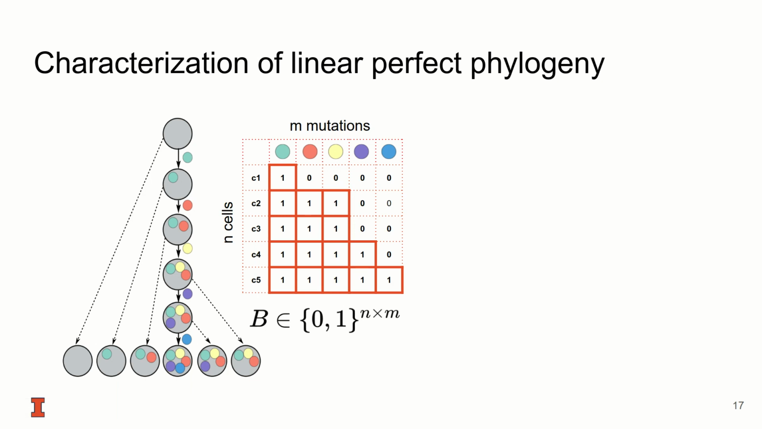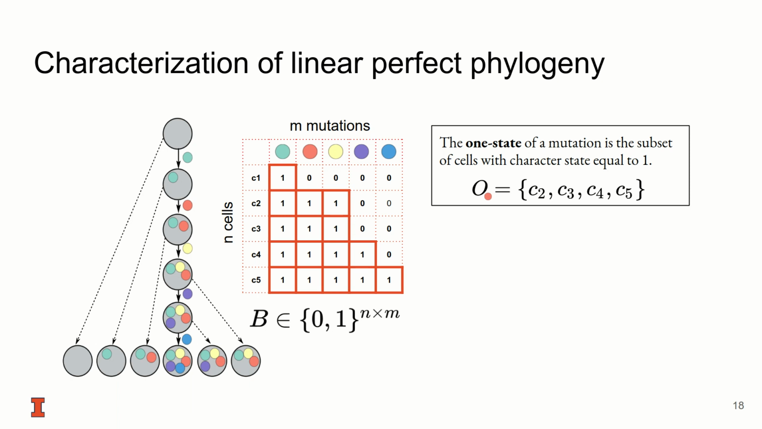So to solve this problem, we require a way to categorize a binary matrix B as equivalently representing a linear perfect phylogeny. And visually, we can recognize that the mutations in the binary matrix can be reordered in a way where we can observe this kind of staircase pattern or phenomenon in matrix B.